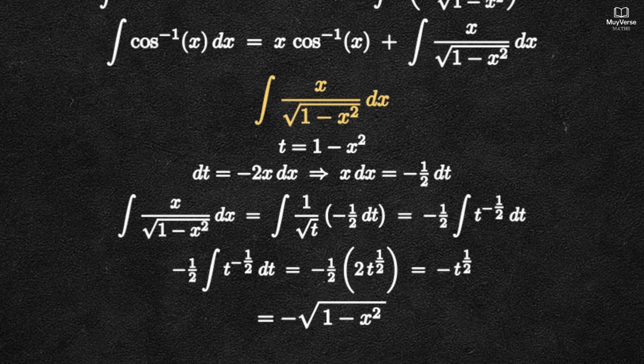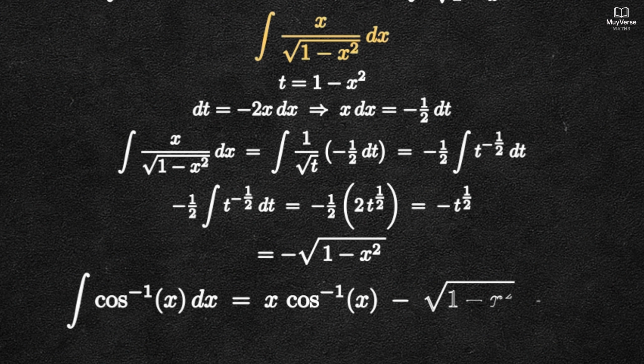Finally, assemble the result. The integral of arc cosine of x, dx equals x times arc cosine of x minus square root of 1 minus x squared plus the constant of integration.